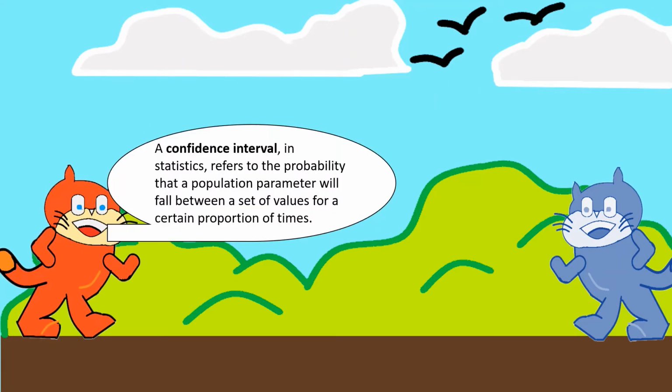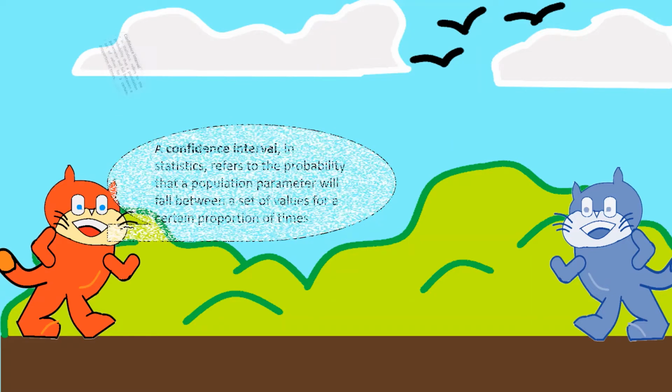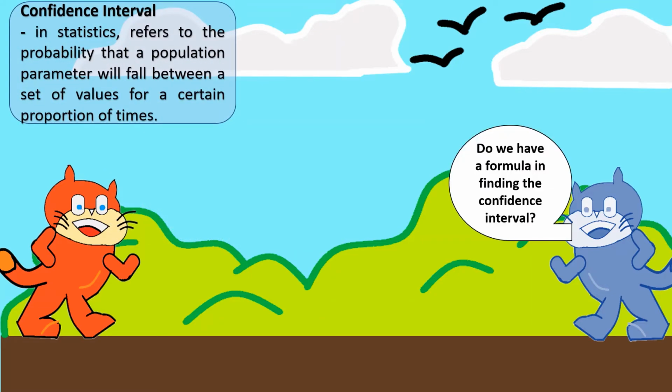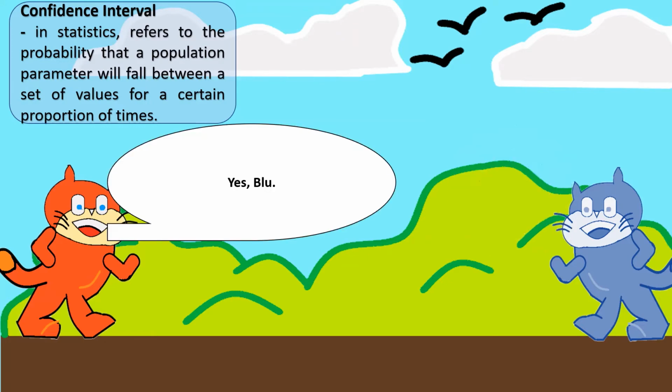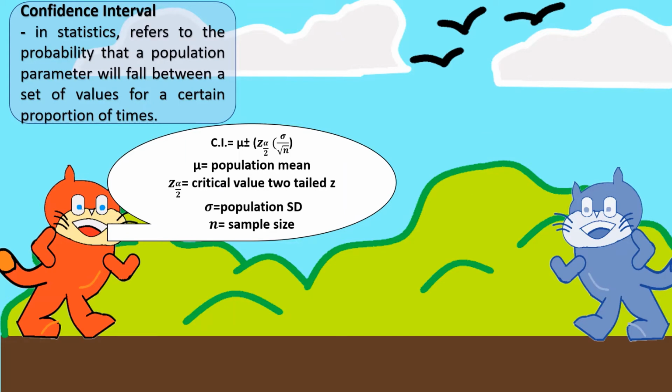A confidence interval in statistics refers to the probability that a population parameter will fall between a set of values for a certain proportion of times. Do we have a formula in finding the confidence interval? Yes, Blue. We have here the CI or confidence interval is equal to the point estimate plus minus the product of the critical value and the standard error.